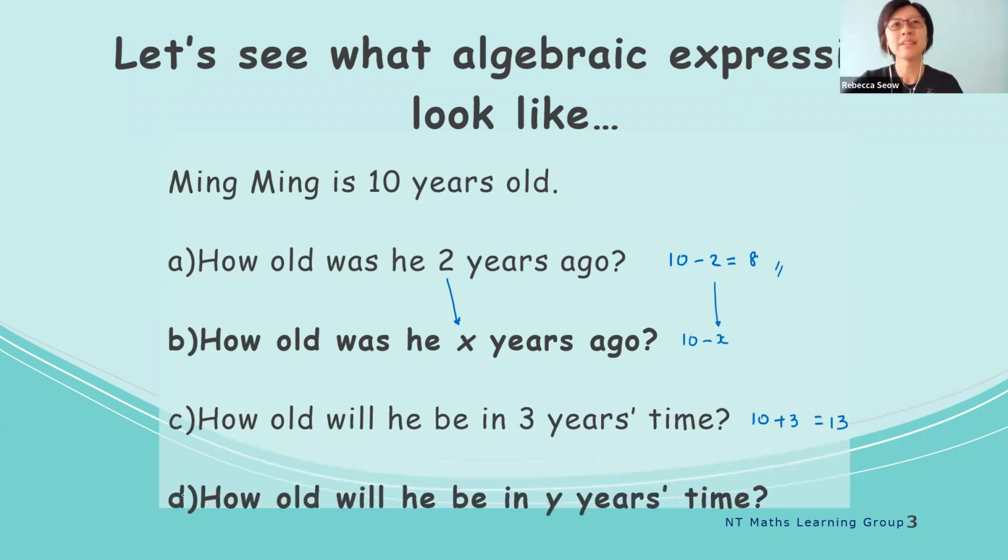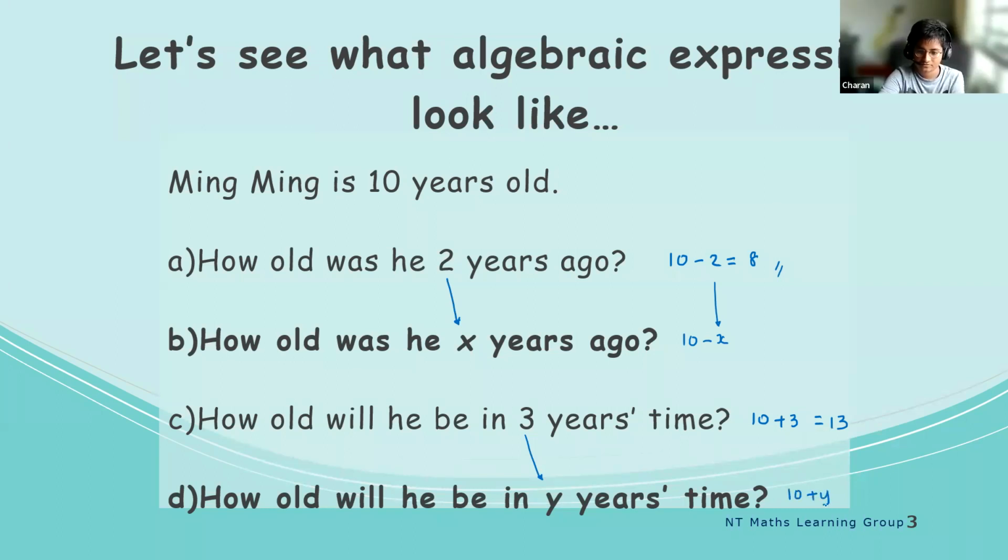And lastly, how old will he be in Y years' time? So I'm changing the number 3 to Y. If I replace 3 by Y, it will be 10 plus Y.